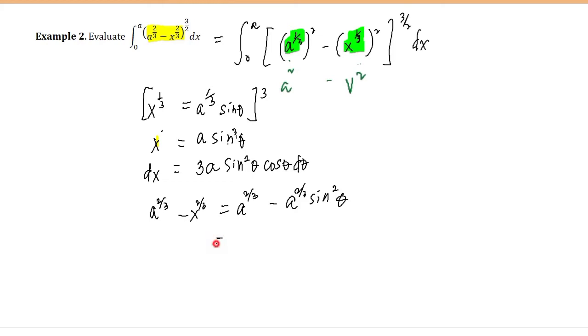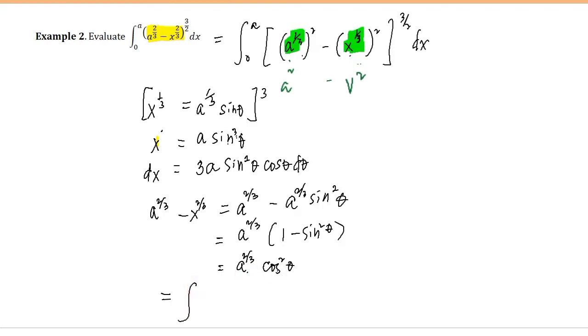And if we are going to simplify this, we factor out the a raised to 2/3, and we have here 1 minus sine squared of theta. So we have here a raised to 2/3, and 1 minus sine squared of theta is cosine squared of theta. For our original equation, this a raised to 2/3 minus x raised to 2/3 will be equal to a to the 2/3 cosine squared of theta.